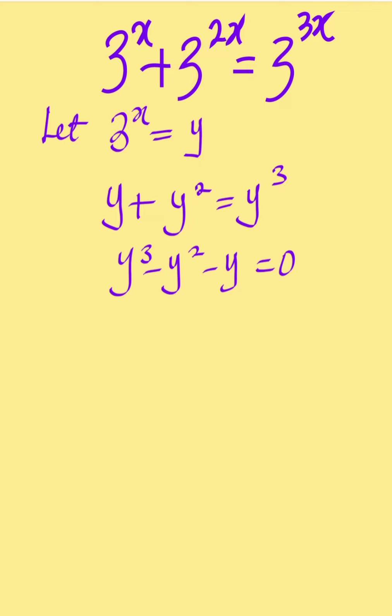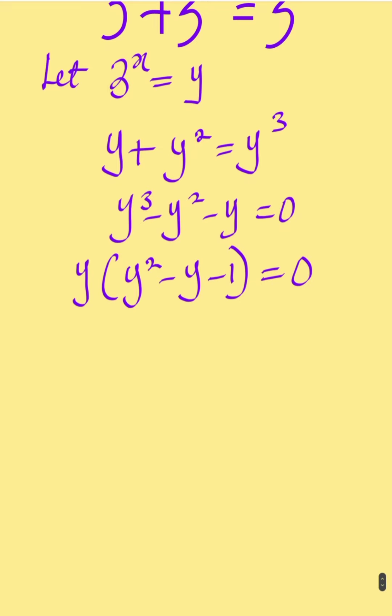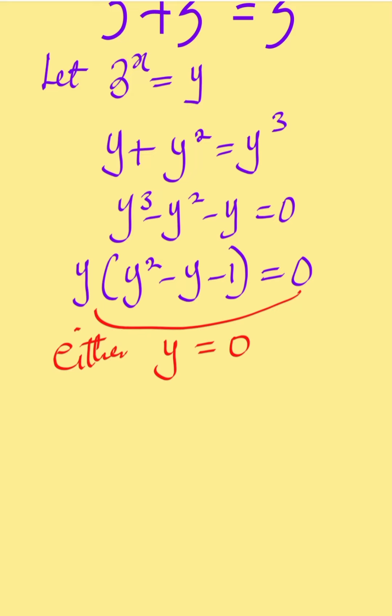Now notice here that y is common. You can factor out y. So we have y into y squared minus y minus 1 when you divide everything by y. Now, when two terms are multiplying each other to give us 0, you suspect that either the first one is 0, so either y is equal to 0, or the term in the bracket, y squared minus y minus 1, is equal to 0.